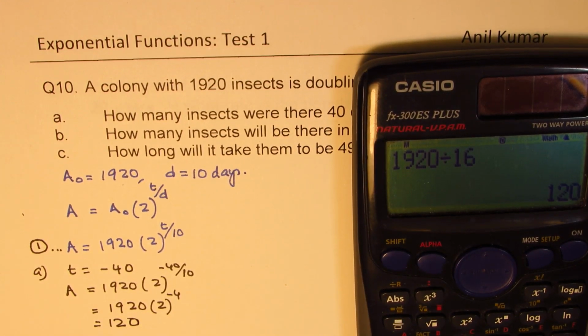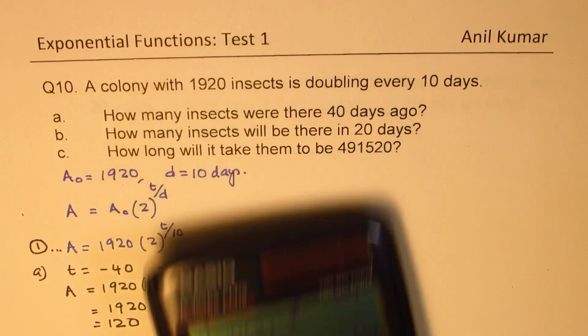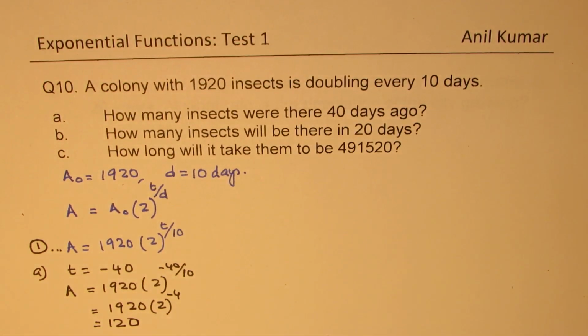Right? So you could do it like this, or you could say 1920 times 2 to the power of minus 4, right? So that also gives you 120, the same answer. Perfect. So that is how you could find the answer for part A.